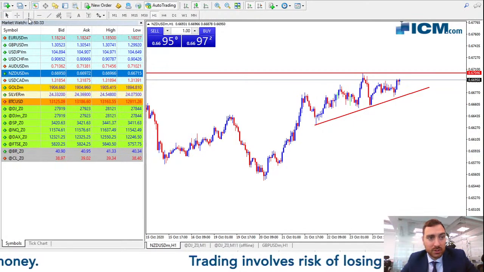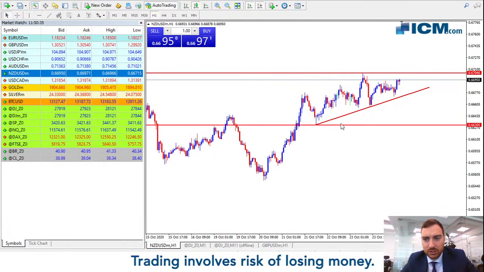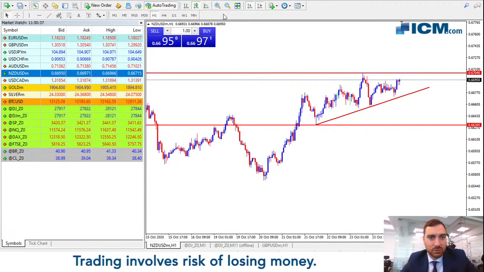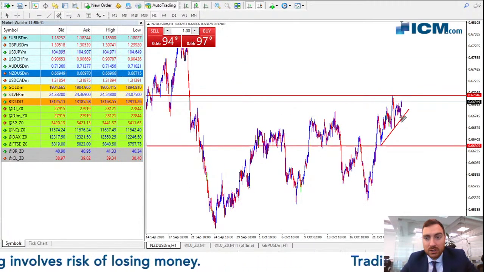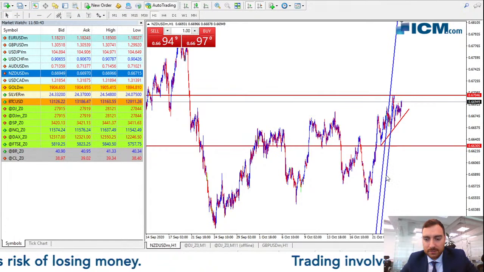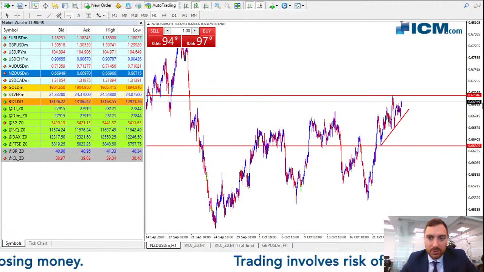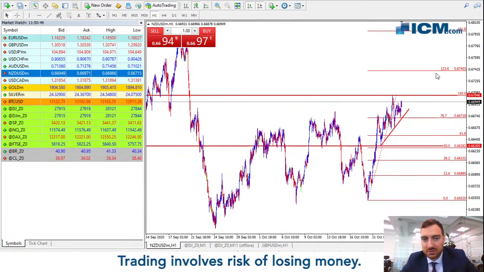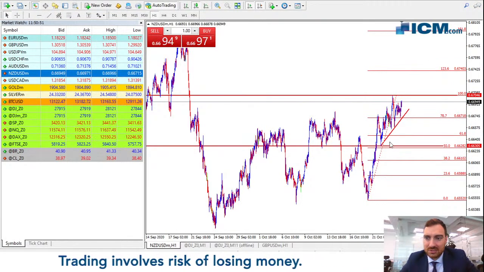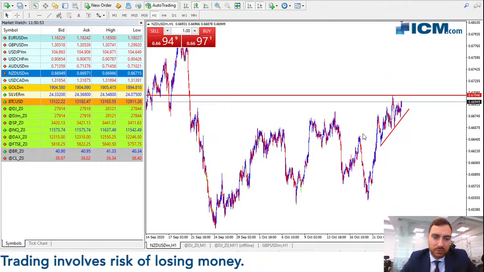So either we have a break to the downside from the trend line and we target the previous support of 66.30, or we go to a higher high where you can use the Fibonacci for additional extension for certain targets. So you can go for 123.6, which could be at 0.6740. This is for the New Zealand dollar.